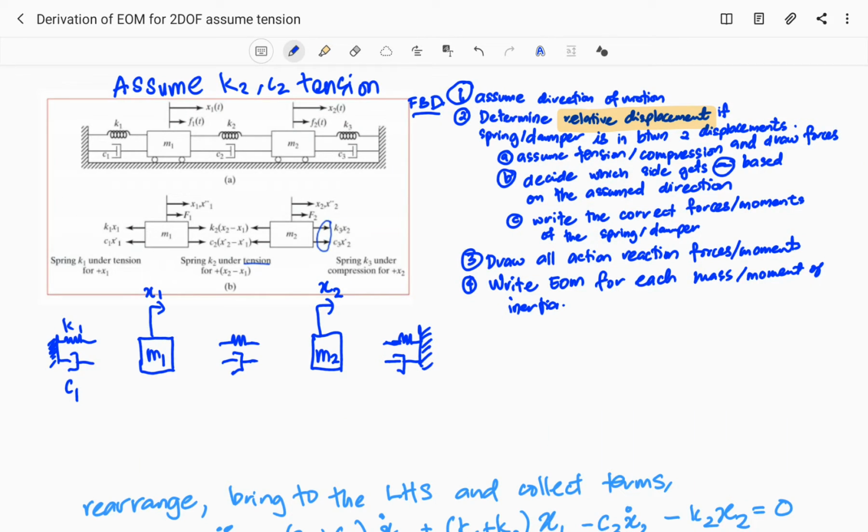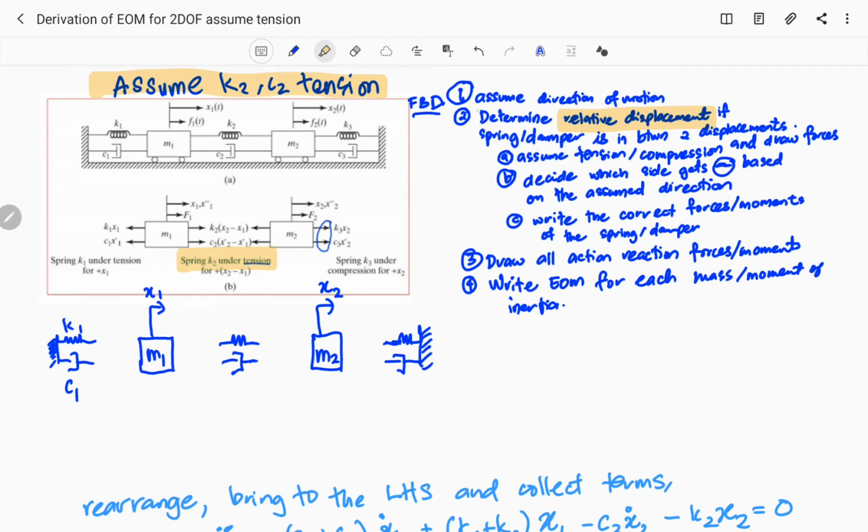Hi, so this video is going to show you the derivation of this system, 2 degrees of freedom, assuming K2 and C2 are in tension. So we basically assume that it is in tension, and when it is in tension, we need to make sure we draw all the directions correctly.